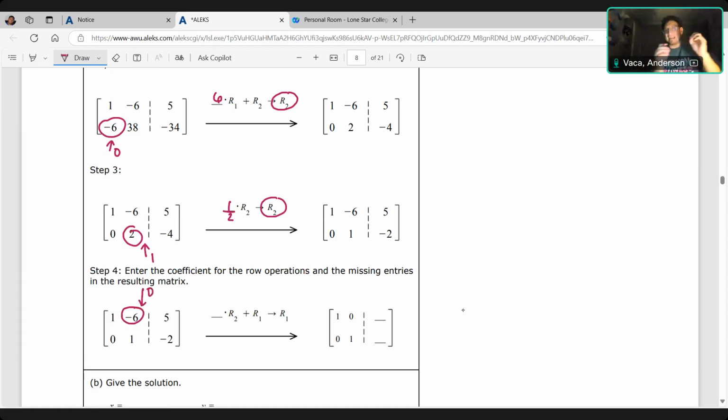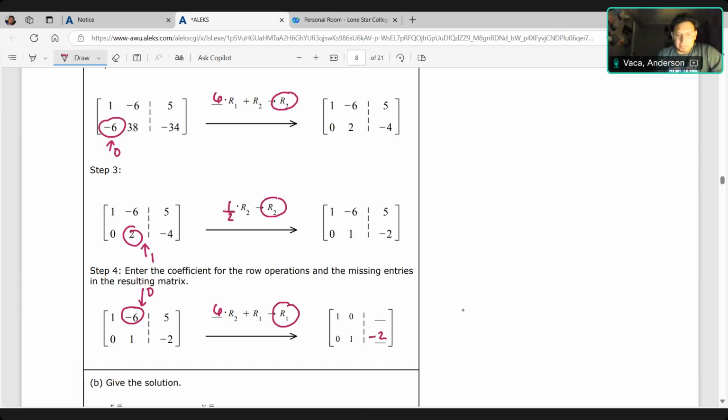And then this number needs to be 0. But row 1 cannot do that. To get zeros, rows need help from other rows. It cannot do it on its own. So it needs the help of row 2. What should we multiply row 2 by so that when it's added to negative 6 will be 0? That will be 6. So notice that only row 1 is changing, so this number right here remains the same as negative 2.